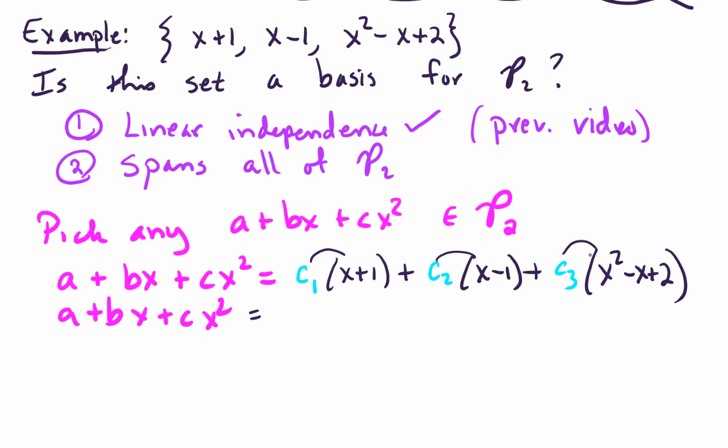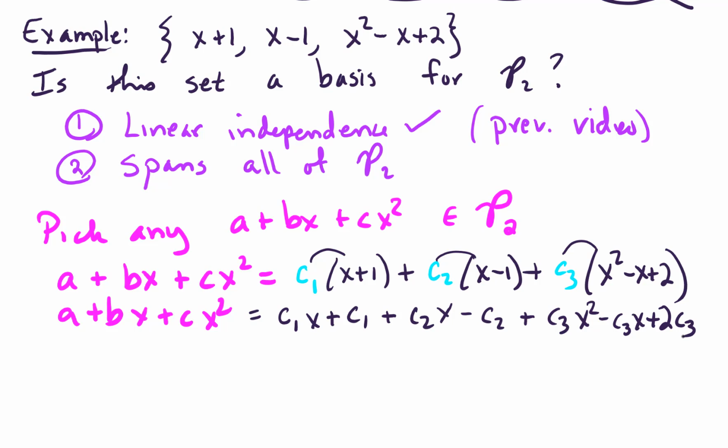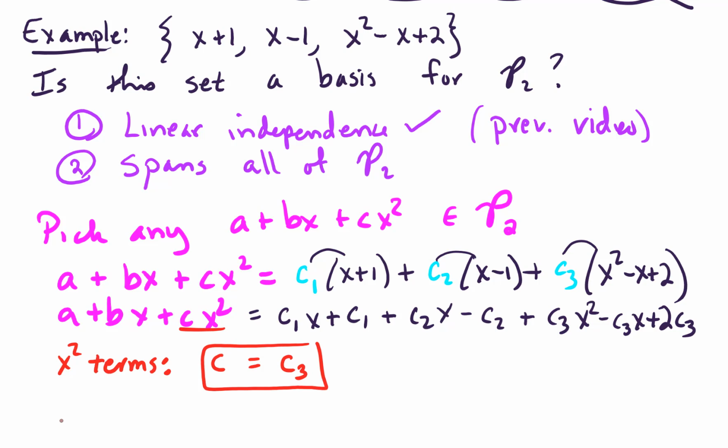and distribute these scalars, distribute these coefficients through, and so what we get is c1x plus c1, we get c2x minus c2, and we get c3x squared minus c3x plus 2c3. So let's equate the x squared terms. On the left-hand side we have cx squared, and on the right-hand side we have c3x squared, and so that tells us that c must be equal to c3.